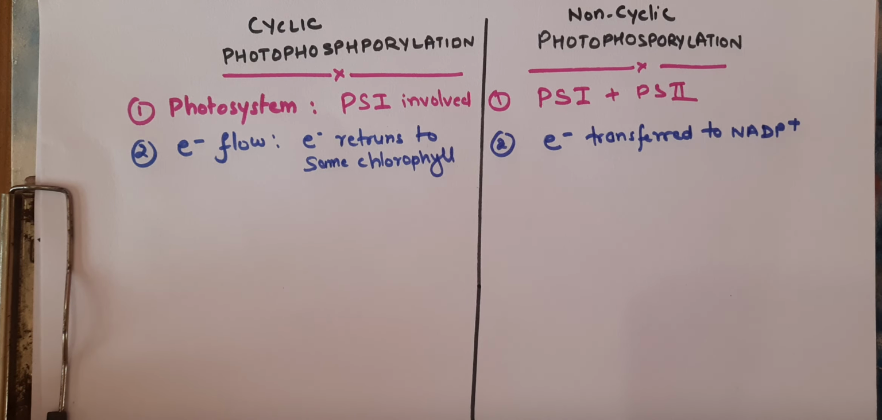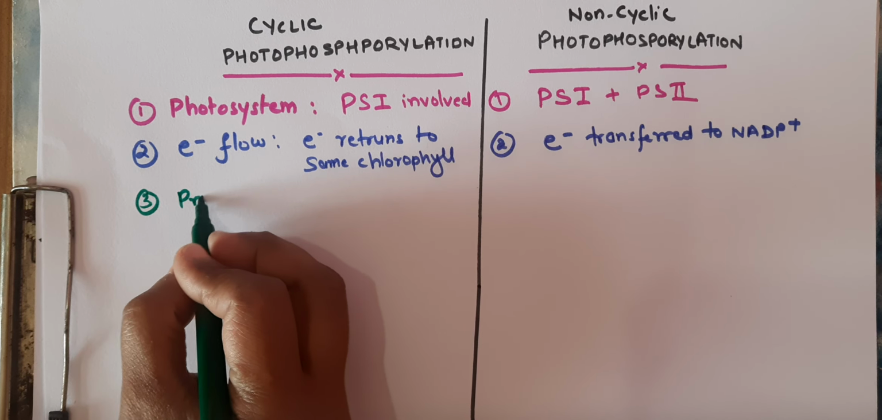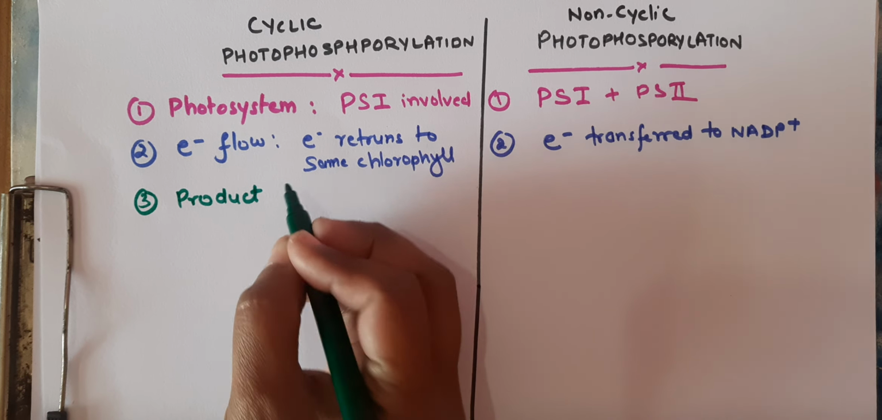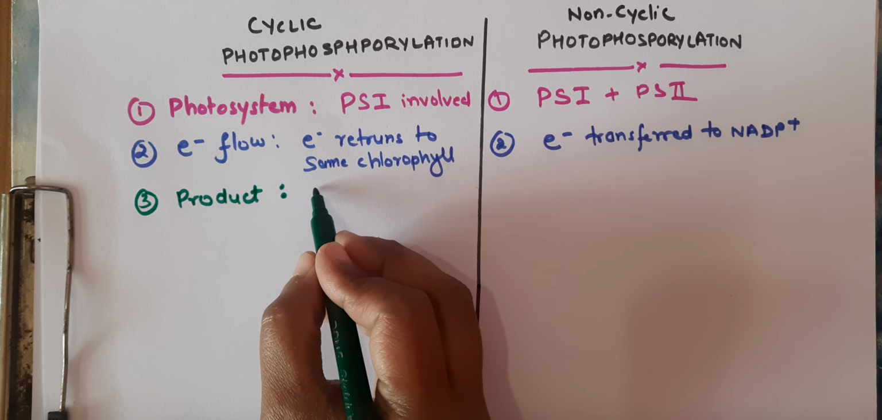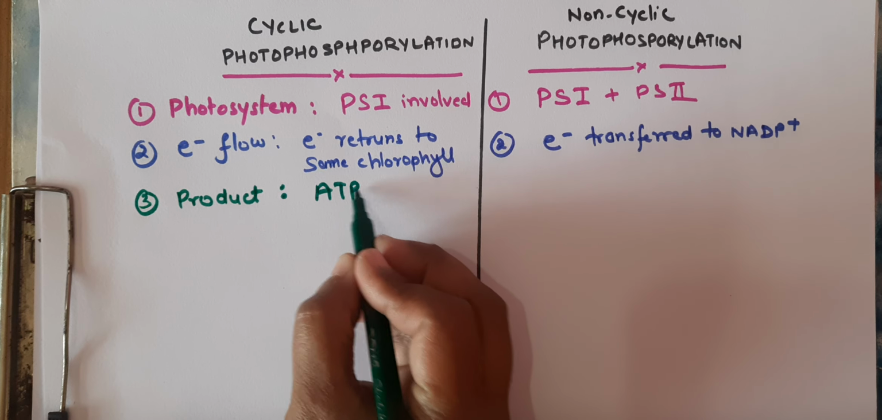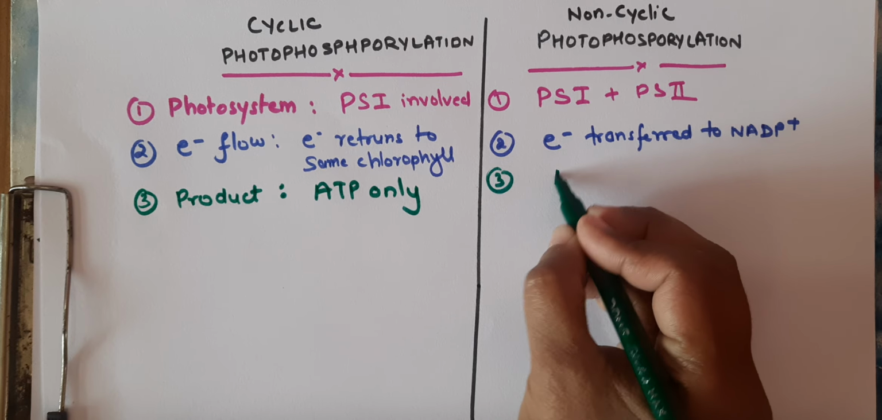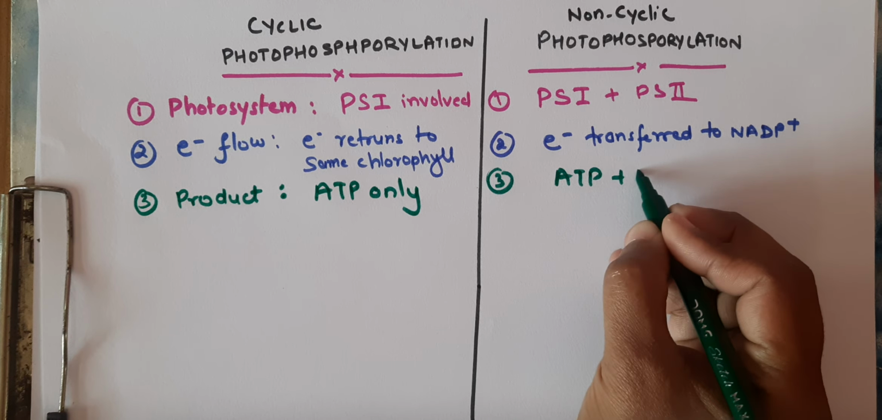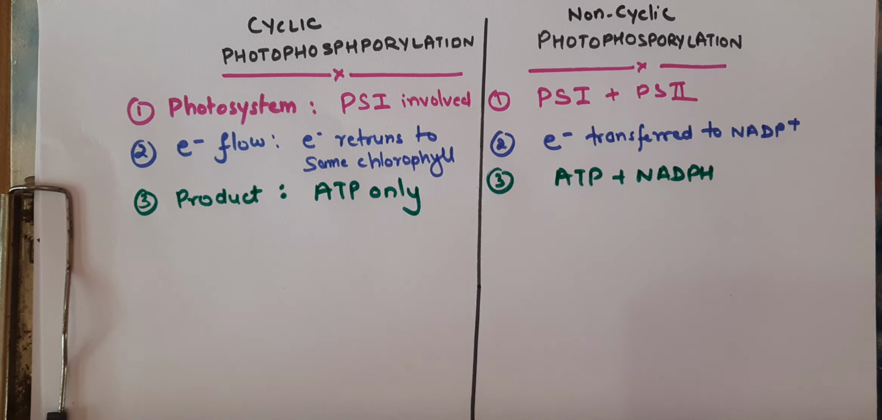And if we talk about the third difference, it is in terms of the products. Students, it is always better to write the pointwise differences because it will show that you know the correct answer, and it will also give you more marks. So the product will be ATP only. And the product of non-cyclic photophosphorylation will be ATP, and in addition to ATP there will be NADPH. So this is the third difference between the two.